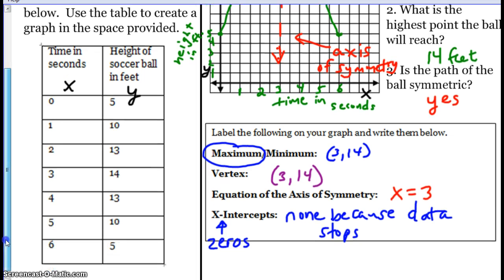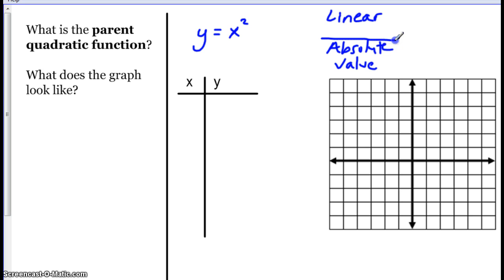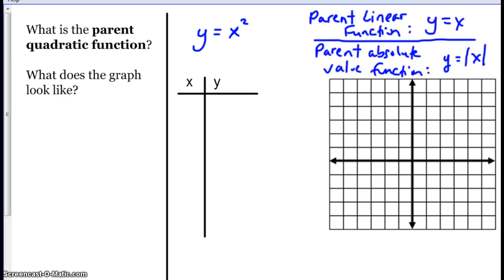Okay, a few things before we stop. And the first one is the parent quadratic function. So our parent quadratic function is y equals x squared. So remember, we have the other parent functions of a linear parent function and an absolute value parent function. So go ahead and pause the video and see if you remember the equations of the parent linear function and the parent absolute value. Okay, the parent linear function, remember, was y equals x.